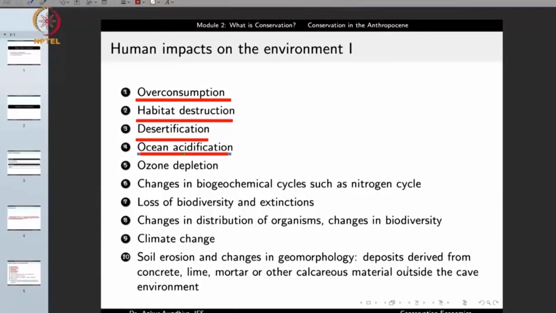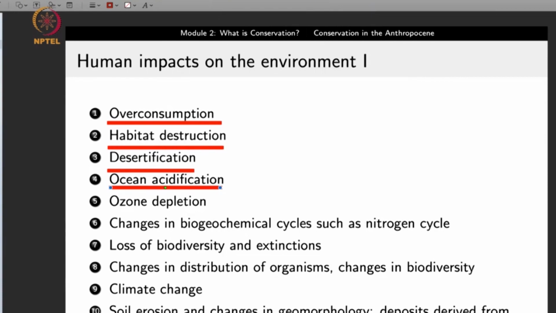At the same time, when the pH of water turns acidic, this water is no more capable of supporting a large number or a large variety of organisms because every organism has a level of tolerance for a number of things. Not all organisms can survive in acidic waters. So when you turn the water acidic, those organisms that are not able to tolerate acid waters will die off. So ocean acidification is also a major human impact on the environment.